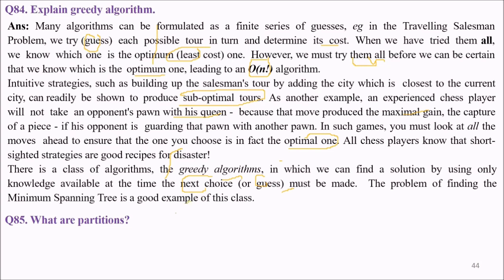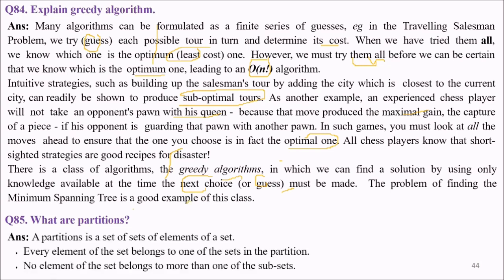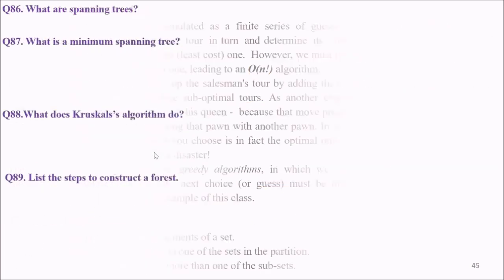What are partitions? What do we mean by partitions? A partition is a set of subsets of a set, where every element of the set belongs to one of the subsets in the partition, and no element of the set belongs to more than one of the subsets. You can just assume it to be subdivision, because we use partitions in various sorts, data structures and algorithms.